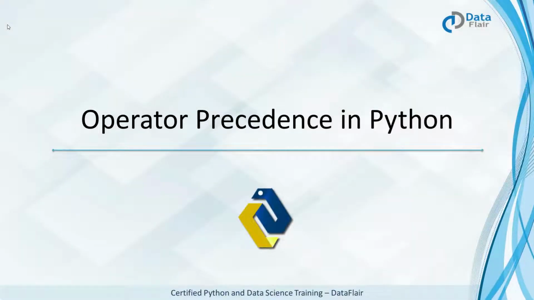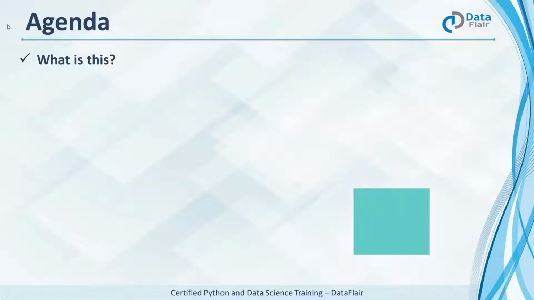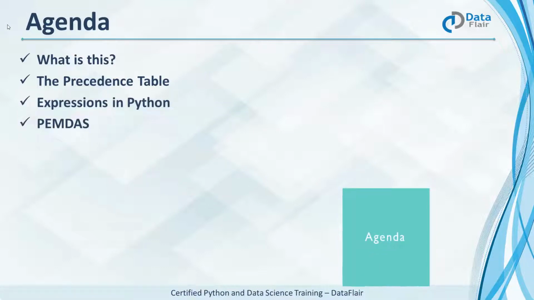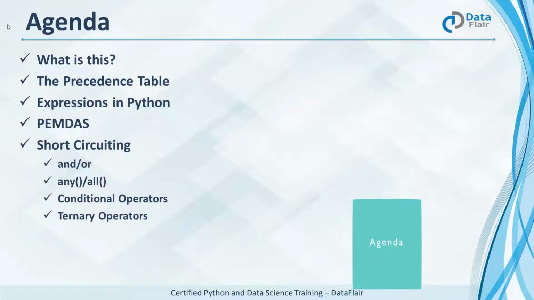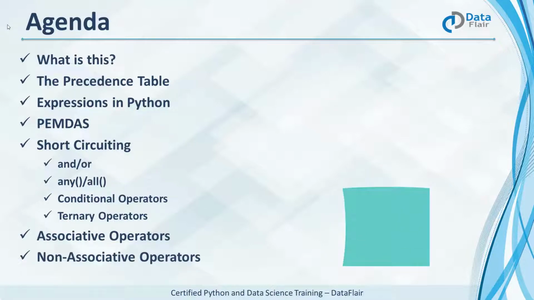Operator precedence in Python. Today we'll discuss operator precedence, the precedence table, expressions, PEMDAS, short-circuiting with AND, OR, any, all, conditional operators and ternary operators. We'll also discuss associative and non-associative operators.